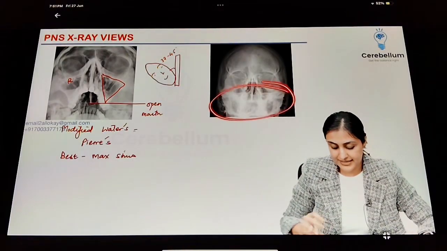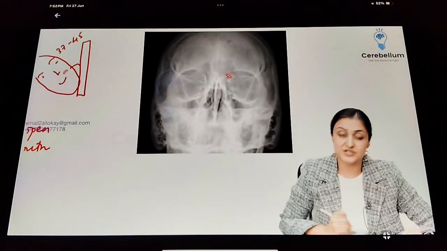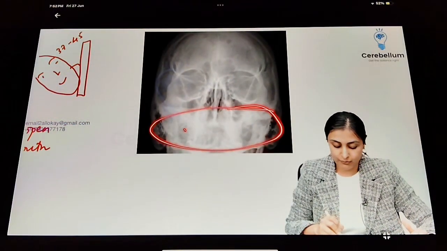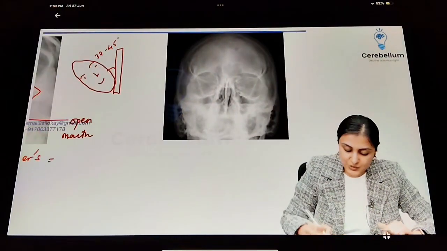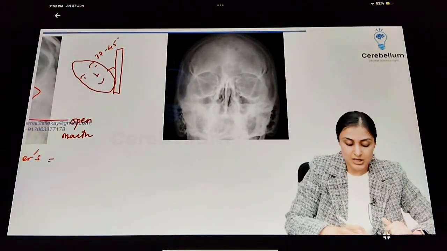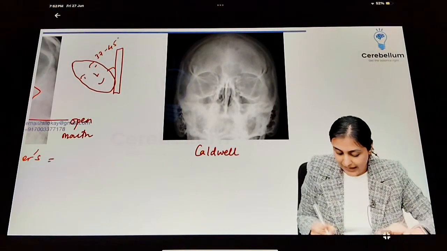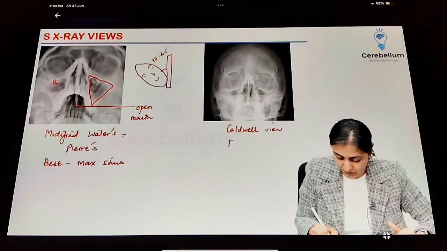On the other hand, look at this X-ray. Normally when you keep your face straight, this is how the X-ray will result. Can you appreciate that I have bones over the maxillary sinus? This is what is done to view the frontal sinuses. So this view here is the Caldwell view, and Caldwell view is the best for frontal sinus.